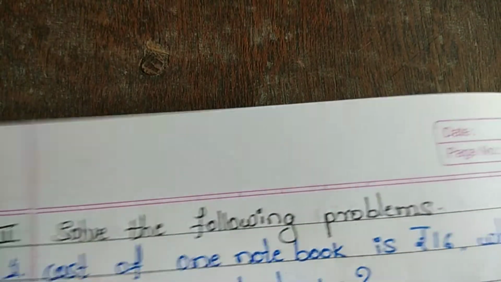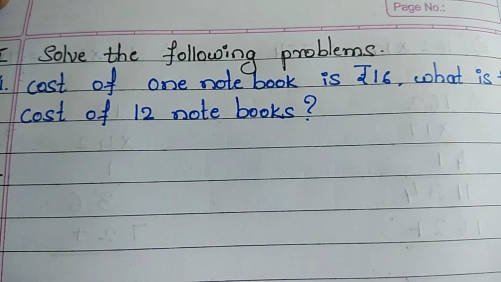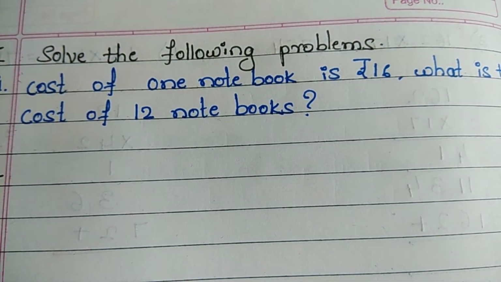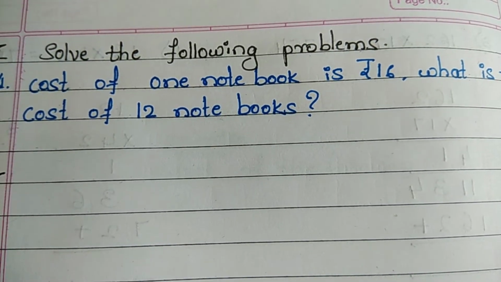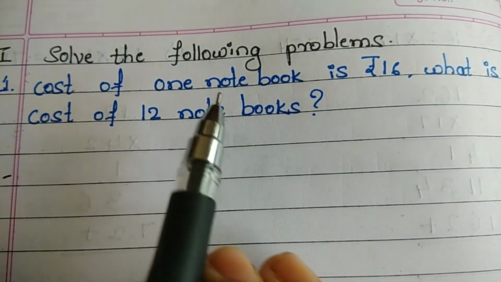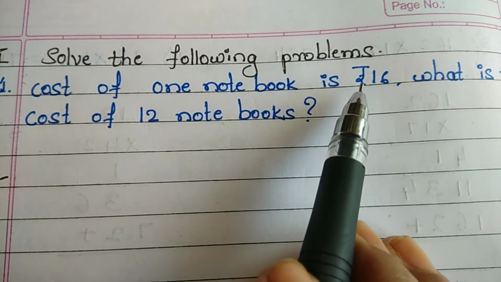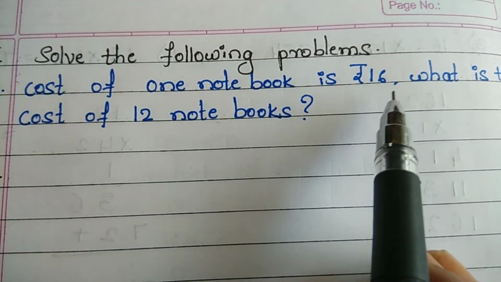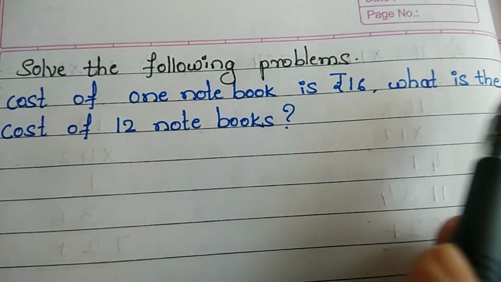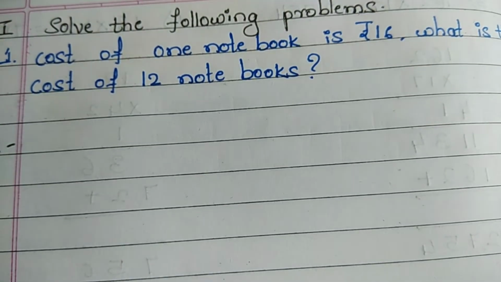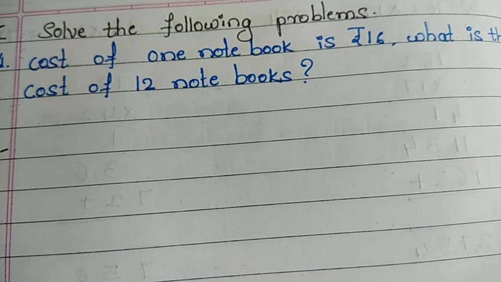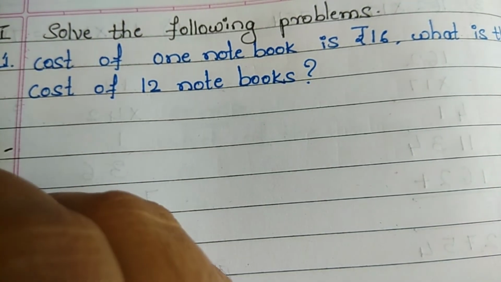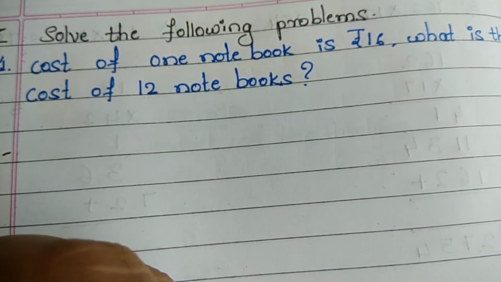Okay. Now second one. Second one is over. Third one. Solve the following problems. Dear children, the third one is what? Word problems. Cost of one notebook is 16 rupees. Cost of one notebook is how much? 16. Then what is the cost of 12 notebooks? What can we do? Okay, now 16 into 12 we should know the total amount. Yes, cost of the total notebooks.